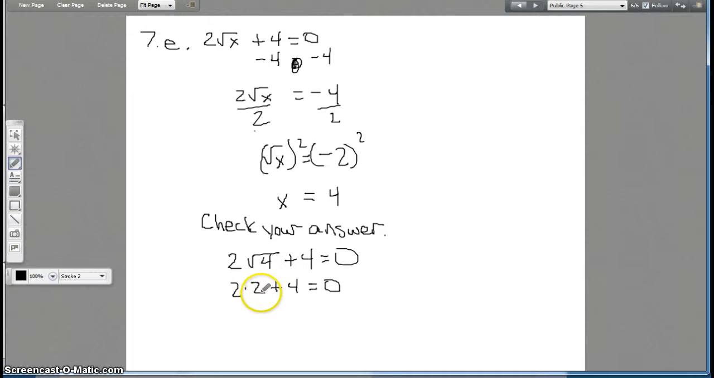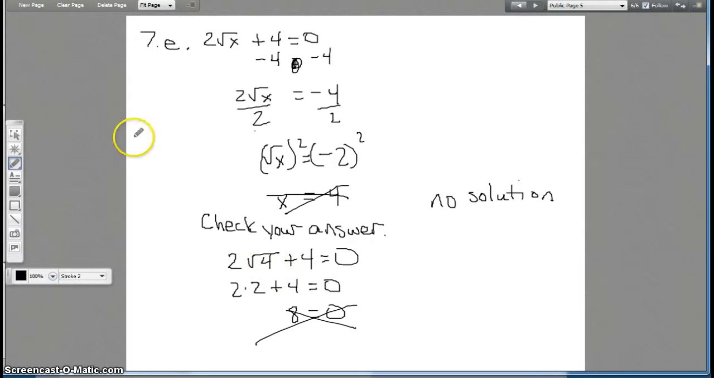Well, 2 times 2 is 4, and when we add 4 to it, we get 8. Does 8 equal 0? No. That means that x equals 4 does not work, so we have to say this one is no solution. So there is no solution for this one because the solution that we get does not give us the correct answer in the end.